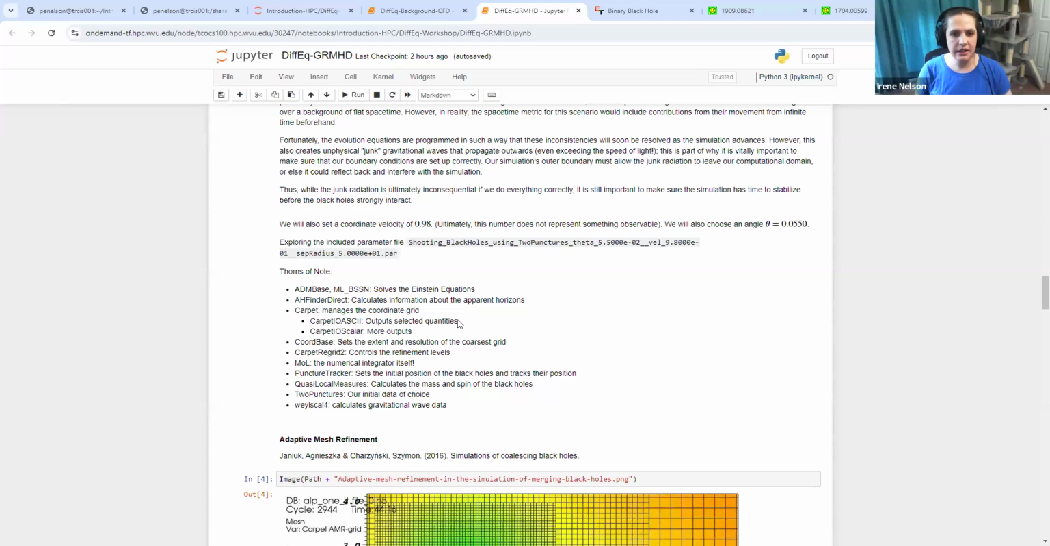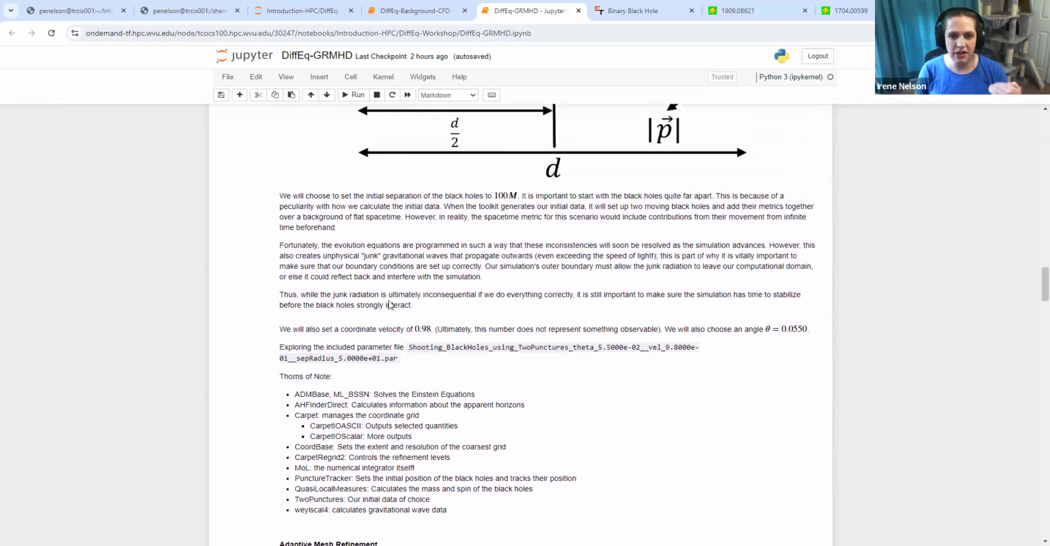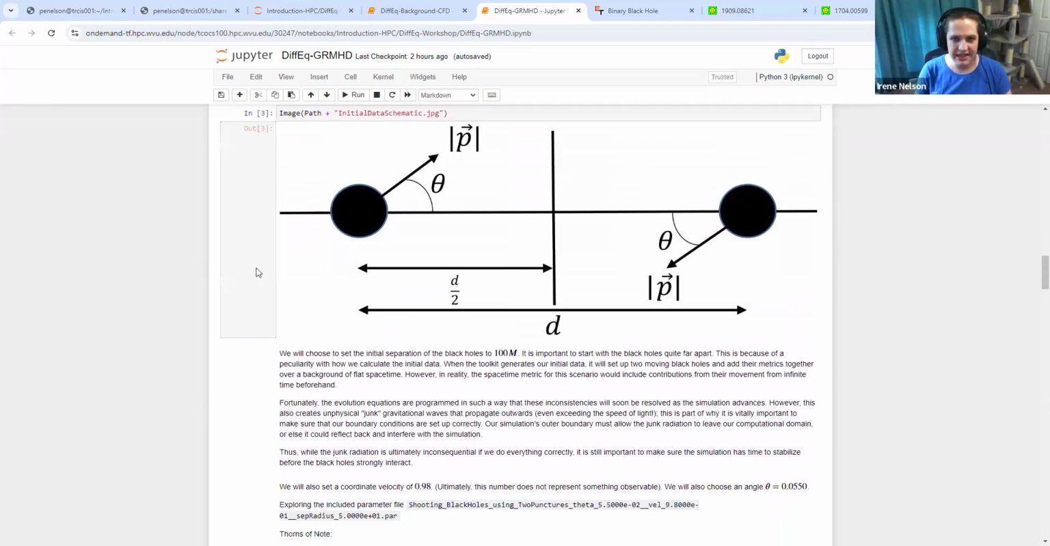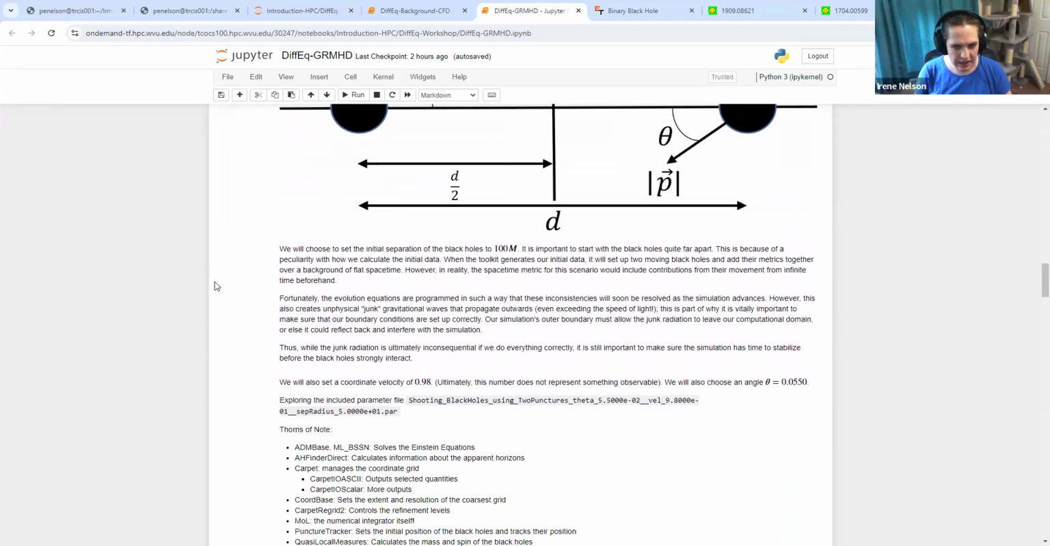Yeah, so the example that we're going to do here sets the initial coordinate velocities to 0.98. Well, strictly speaking, that is the relative velocity between them for the head-on case. But that's just how we index it in the file names. And unfortunately, that's one of these cases where the number doesn't represent something observable. That is just sort of this coordinate momentum that gets plugged in to the initial data thorn.